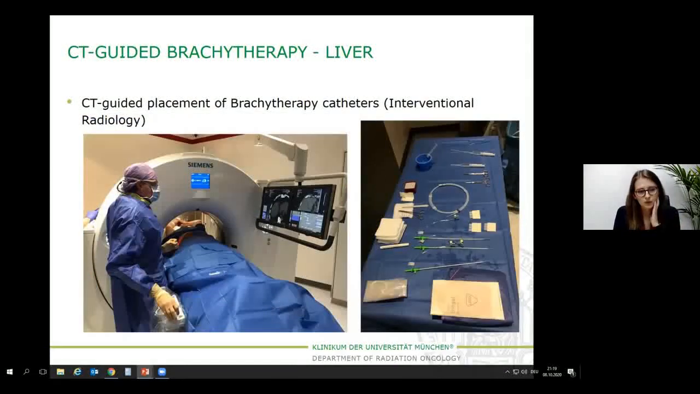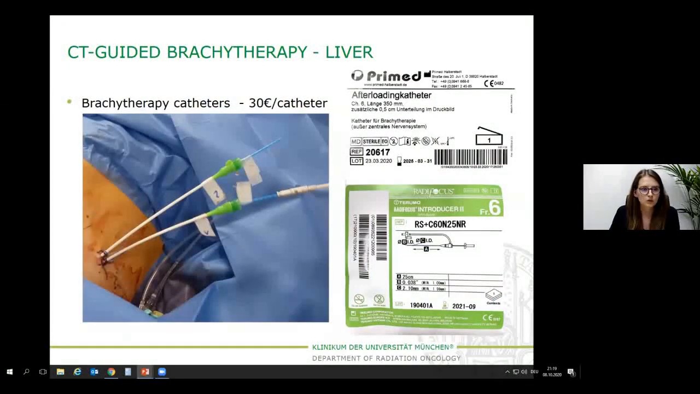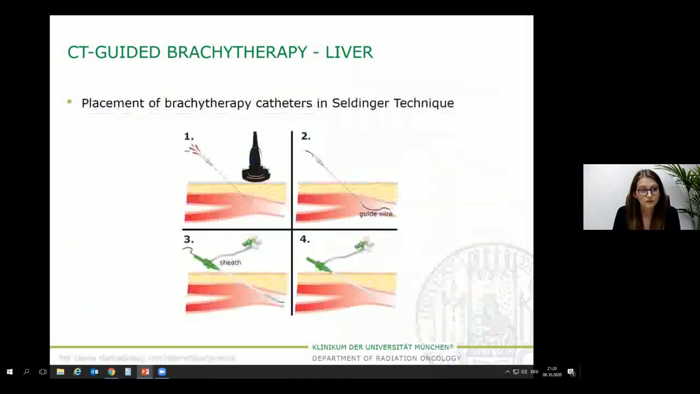Here is the setup which we use. We do it in the CT under fluoroscopic mode. These are the catheters we use. We have in white an angiography sheath, which is also sutured to the skin of the patient. And inside, then we have our brachytherapy catheter. The brachytherapy catheters are from Primed, and you see it's like 30 euros per catheter. So if you compare this to an RFA needle, there's a huge difference.